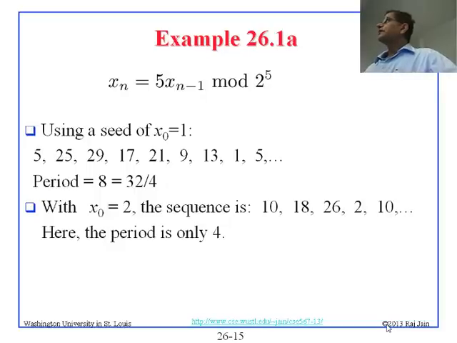But if you use x0 equal to 2, then the sequence is 10, 18, 26, 2 again. So the period is 4. That's not a good seed.